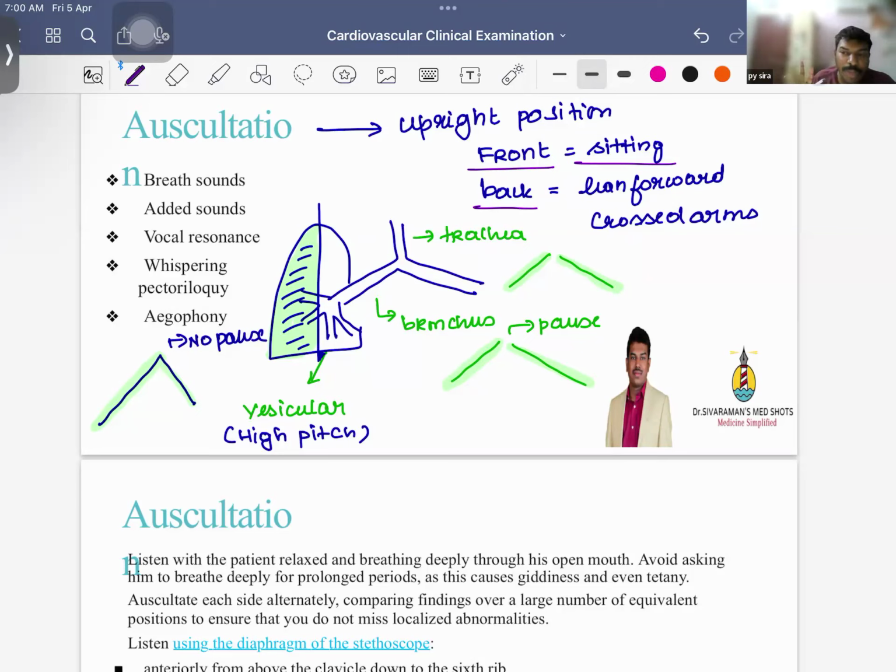Whenever you palpate, compare on both the sides. Compare on both the sides. That is very important. Okay, now next is auscultation.